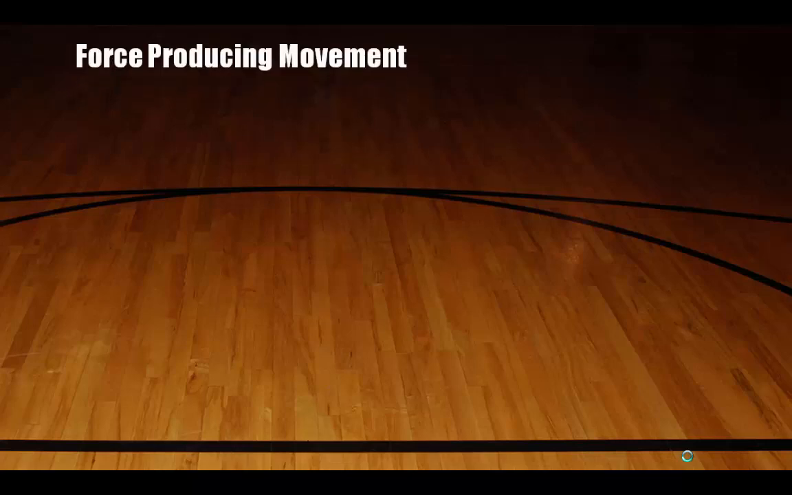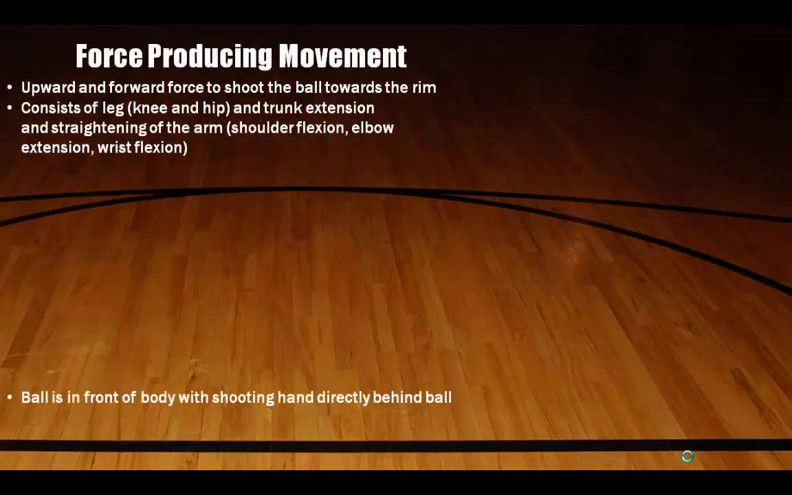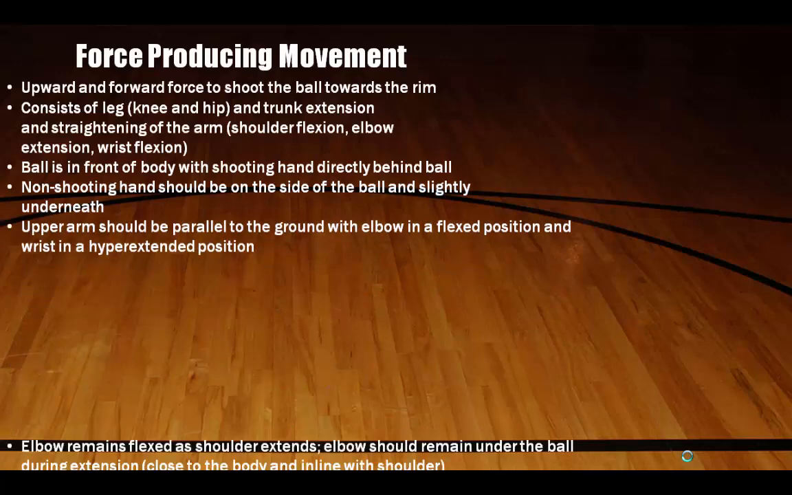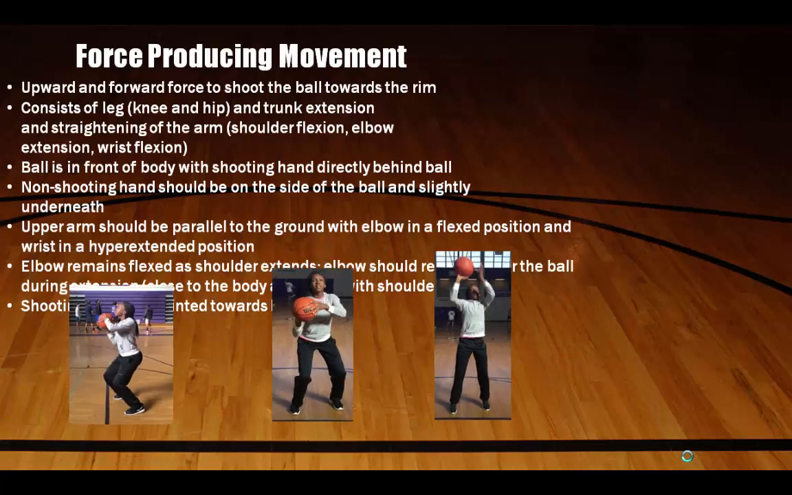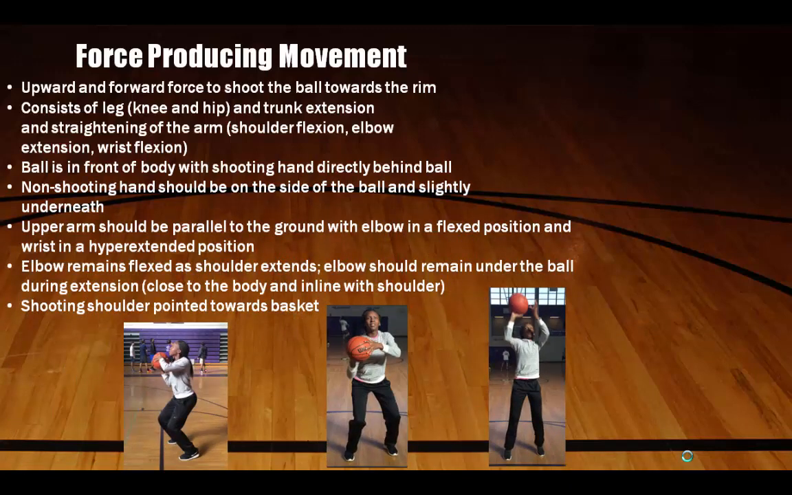The next phase is the force-producing movement phase. This is when you complete an upward and forward force to shoot the ball towards the rim. This consists of leg and trunk extension and straightening of the arm. Leg extension consists of knee and hip extension. Straightening of the arm consists of shoulder flexion, elbow extension, and wrist flexion.